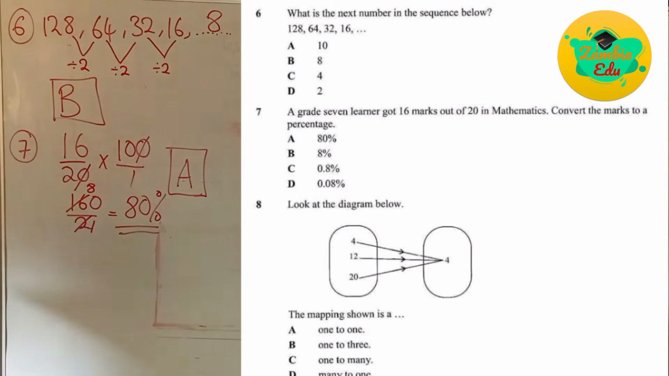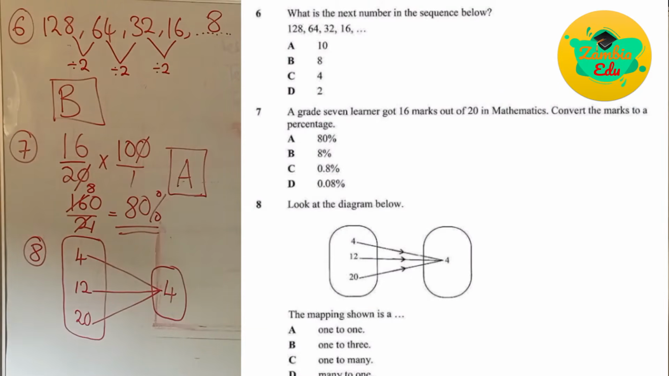So question number 8 says, look at the diagram below. So that's a diagram that we are looking at. The mapping shown in this diagram is A. So what you notice is you have 4 being mapped to 4, 12 mapped to 4, 20 mapped to 4, and without any doubt, we have our multiple choice which says A is 1 to 1.